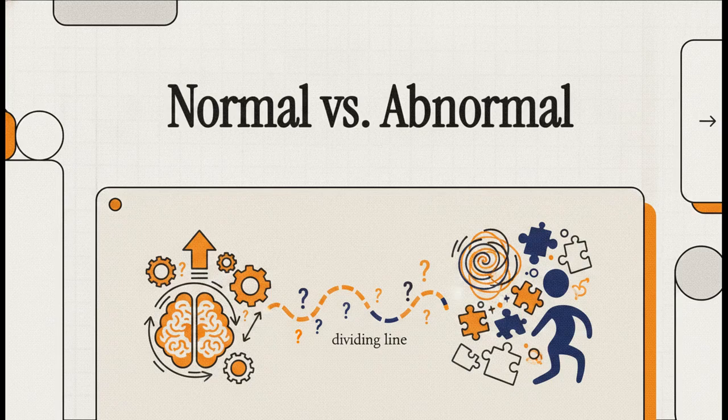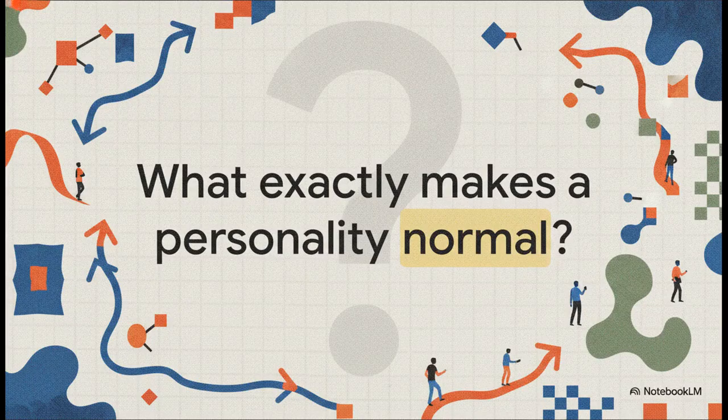Welcome to today's explainer. We toss the words normal and abnormal around all the time in our daily lives, right? But clinically speaking, the dividing line between the two is incredibly specific. Today, we're going to unpack the exact criteria that psychologists use to distinguish a healthy, well-adjusted personality from one that is fundamentally disorganized. But before we even touch on what's considered abnormal, we've got to start with a pretty fundamental question about our own baseline. What exactly makes a personality normal?